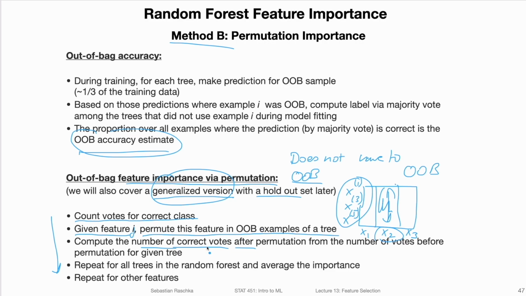And then we do that, of course, for all the trees in a random forest and average the importance over the trees, and we repeat this for all the features, and then can also normalize these values such that they sum up to 1. This would be a different way of computing the feature importance. But like I said, we will be revisiting a generalized version of the shuffling principle when we talk about wrapper methods in a future video.